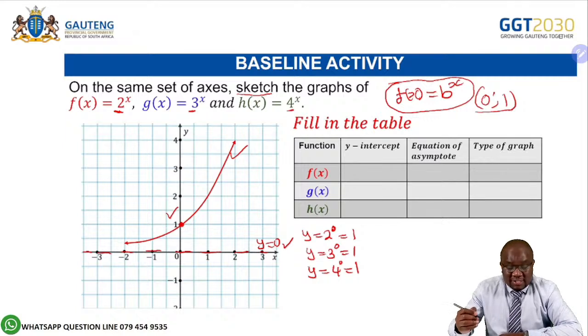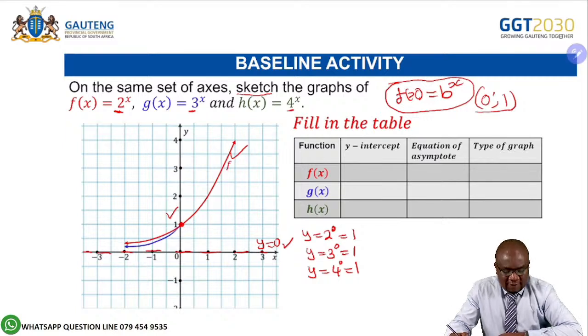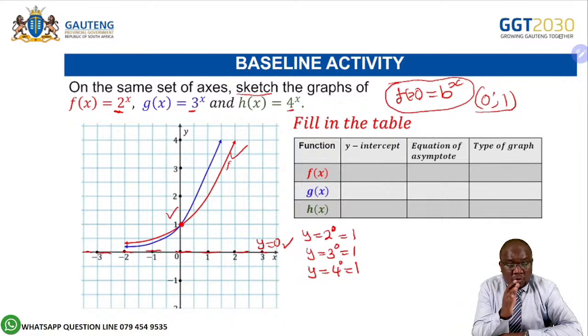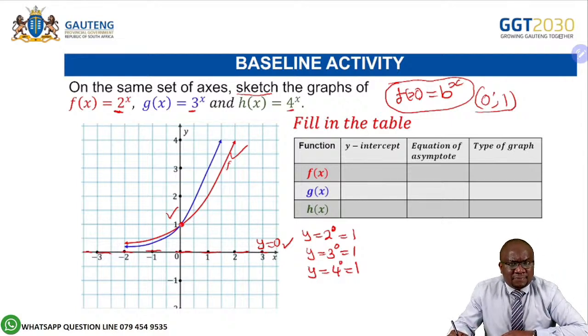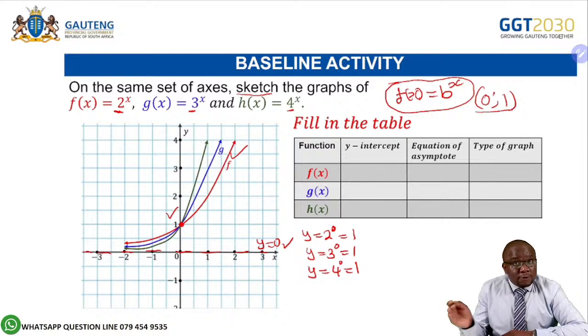So g of x is going to be like this. That's the effect of when b increases. That is g of x. Do you see that? It moves towards the y-axis there. But still, the y-intercept is 0, 1. Okay? And the graph is increasing. And then h of x, because 4 is even bigger than 3, it moves again towards the y-axis. The y-intercept is still 0, 1.